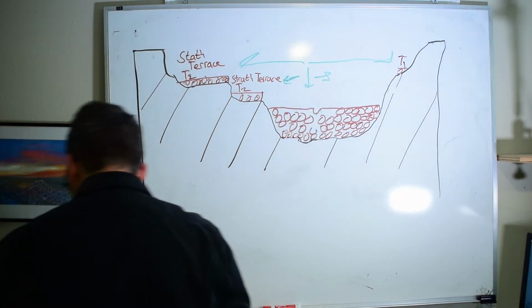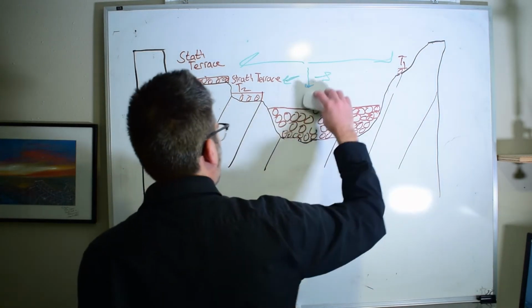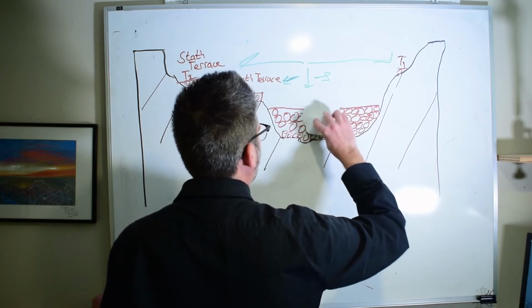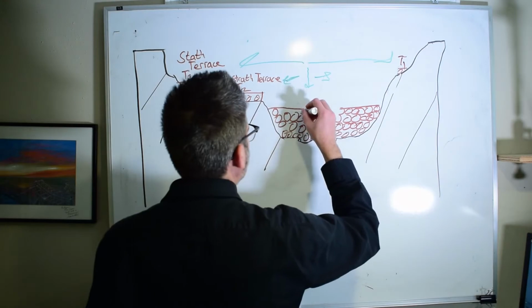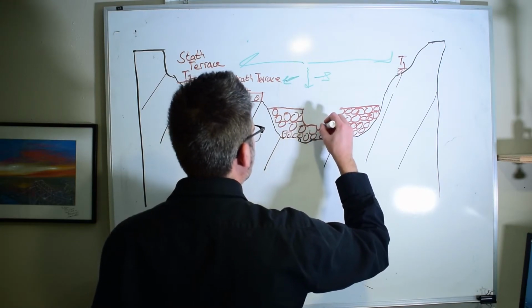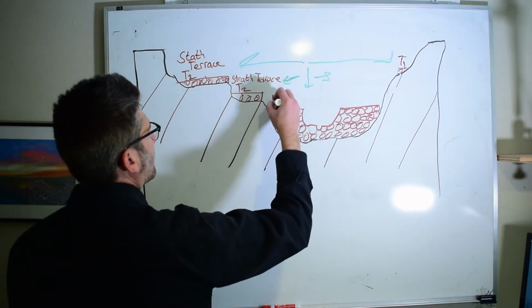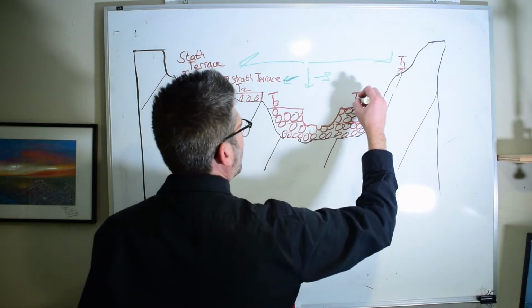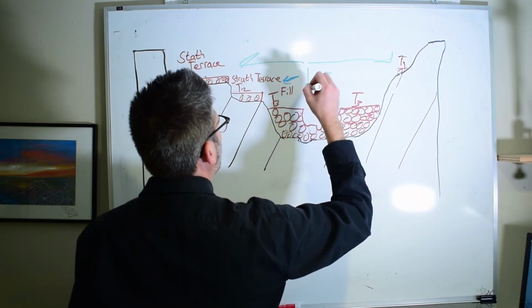But let's say the river starts to incise once again. And so it incises down into our fill, like this. We've abandoned this surface. This would be our third terrace, and this would be a fill terrace.